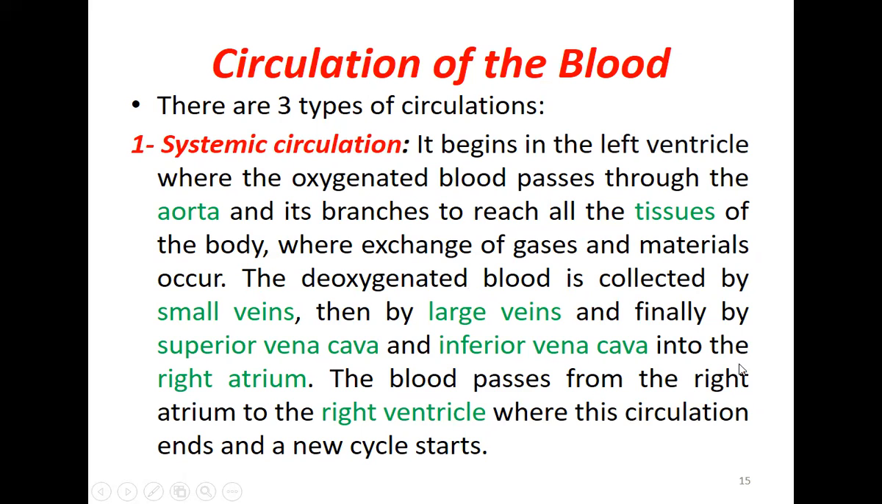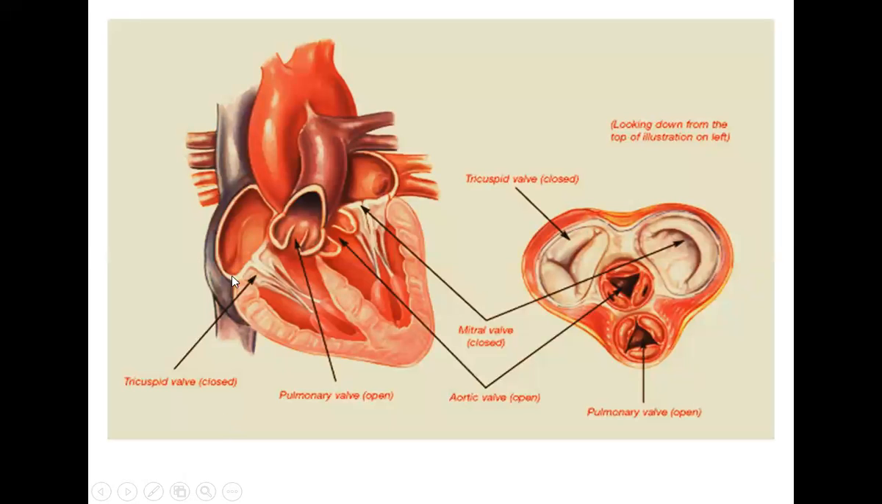The blood passes from the right atrium to the ventricle, where the circulation ends and a new cycle starts. So this blood which is coming back to the right atrium will flow into the right ventricle. This path, from the left ventricle into the aorta and to different parts of the body, back into the heart to the right atrium and right ventricle, is called the systemic circulation.